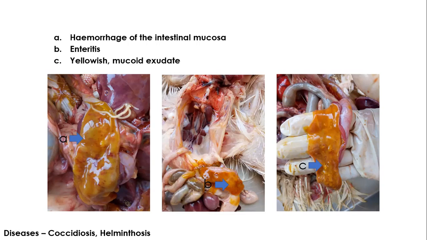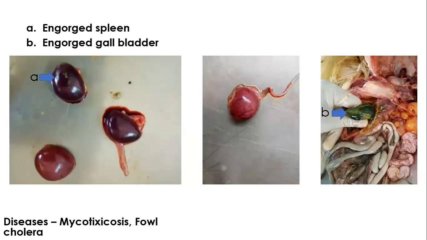So you can see hemorrhage of the intestinal mucosa, enteritis with mucous exudate mixed with some food material, which is also what you can see in coccidiosis and in helminthosis. You can see it in some other diseases that we have not mentioned here, which we are going to mention in detail one after the other later. So, this is what I'm talking about.